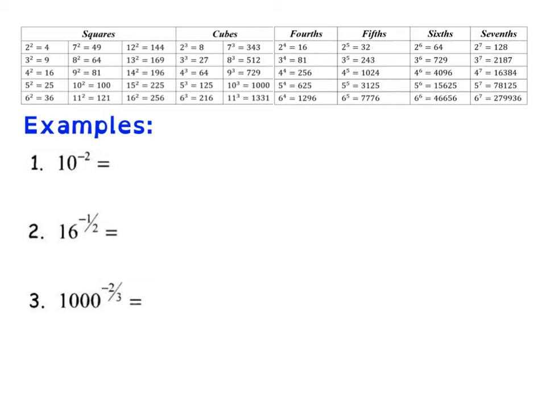So how can I evaluate these things with negative exponents? Well, if I want to evaluate 10 to the negative second power, first I would rewrite it as 1 over 10 to the second power. Then I can look in my squares and see if I didn't already know that 10 to the second power is 100, so my answer would be 1 over 100.